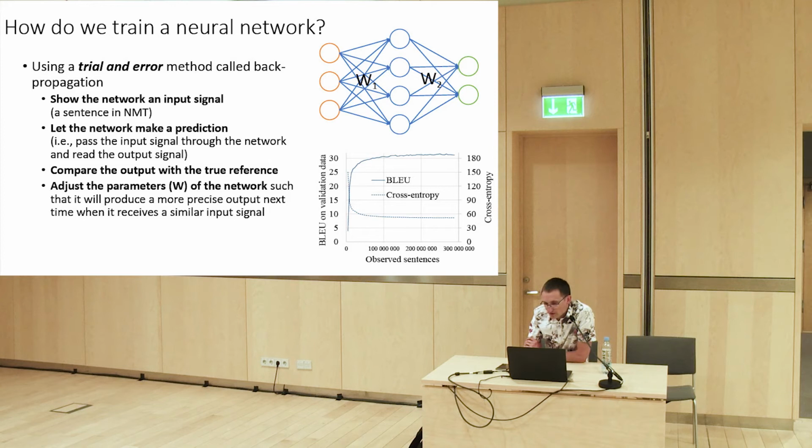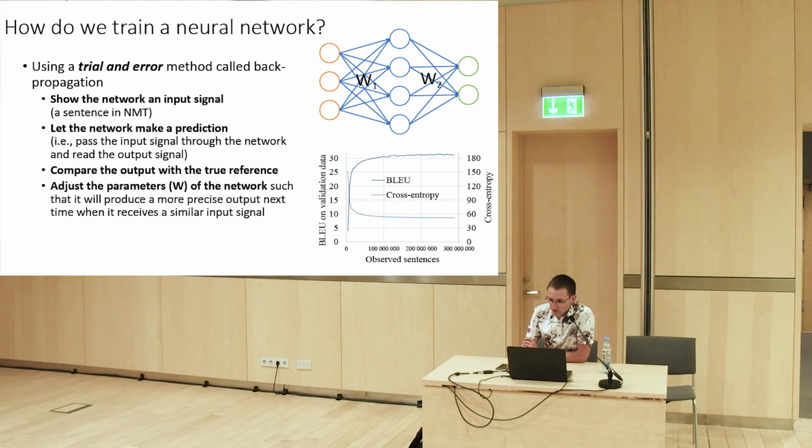On the other axis, we actually see the error, so the difference between the prediction and the correct translation. And the error, when we train the neural network, has to decrease. So we see that it drops when we start training a machine translation system, and the loss also flattens out. So the more sentences we show it, the better it becomes.